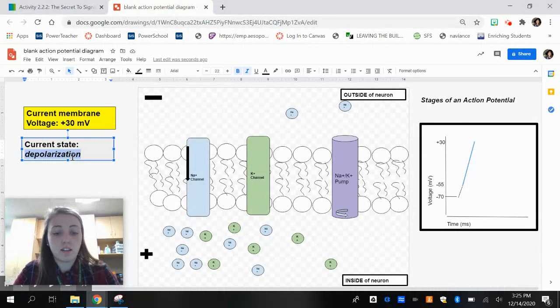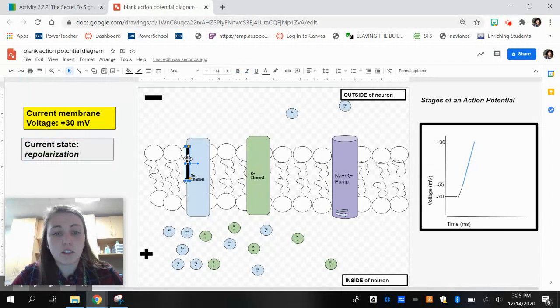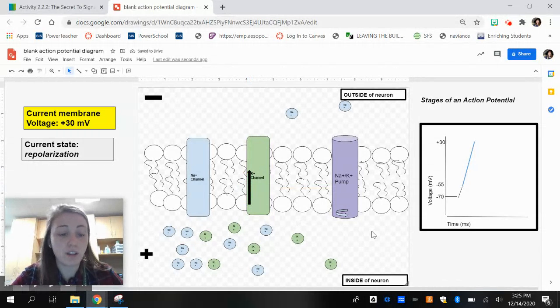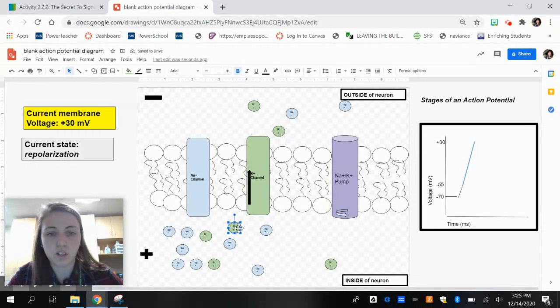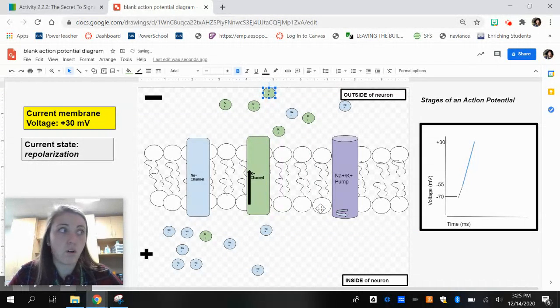So the next state is called repolarization, which just means that we're trying to get back to a normal value. And instead of using the sodium channel, this time we are going to use the potassium channel. And you'll see that I'm flipping the arrows because we're trying to get stuff to go out of the cell, not back into the cell like we were with the sodium channel. So the cell responds by pushing all of these. It's not really pushing because it's not active transport, it's passive transport, but we're pushing all of the potassium ions out of the cell. Again, not necessarily all of them because they won't all flow through.